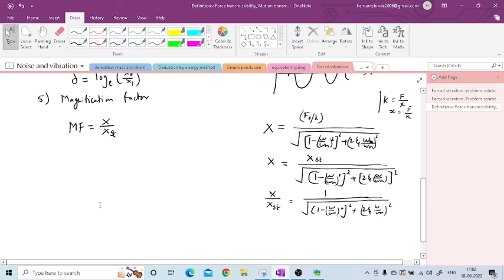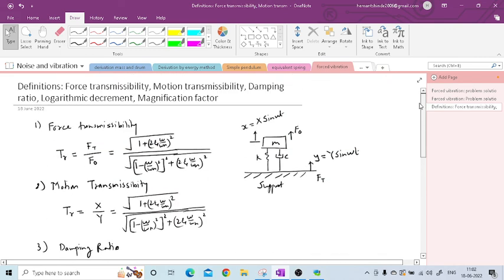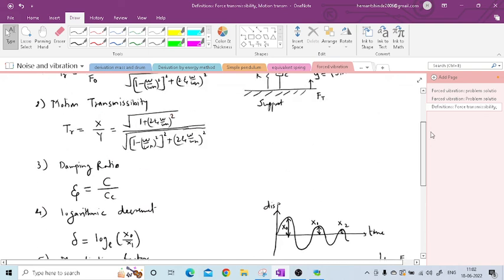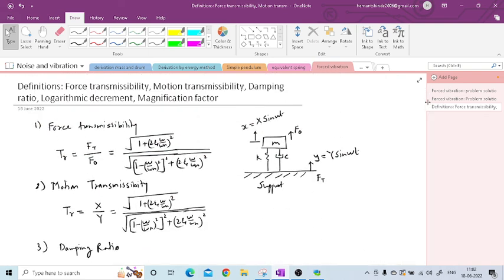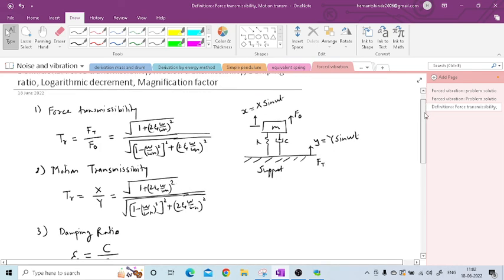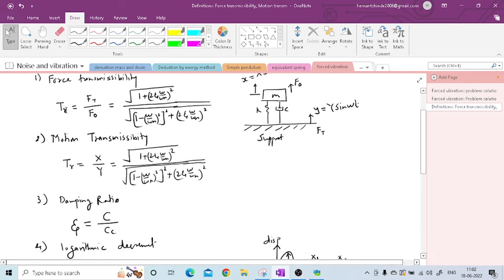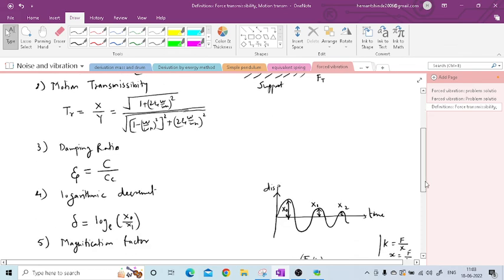Okay, so the students asked me to give the definition of these 5 terms, so I have taken these 5 terms for the definition. Okay, so I quickly revise all the terms. First one, the force transmissibility. It is the force transmitted to the force impressed on the system, and it is represented by TR. Next, motion transmissibility. It is the amplitude of motion transmitted to support divided by amplitude of vibrating system. Third, damping ratio.